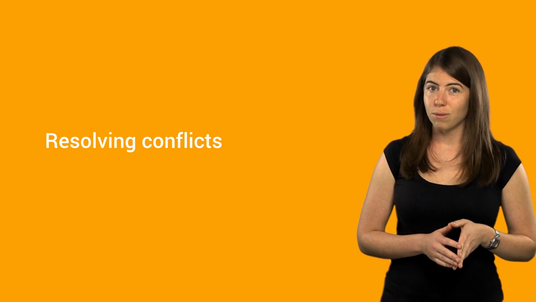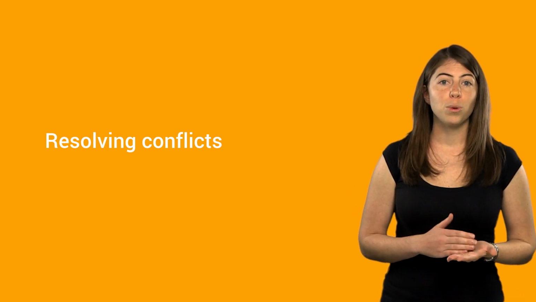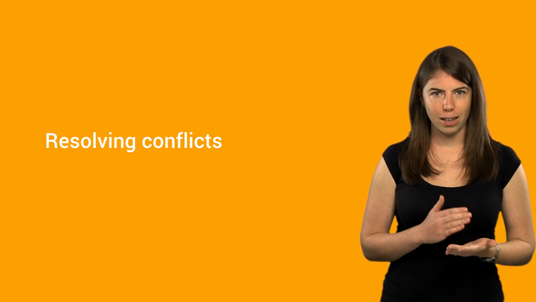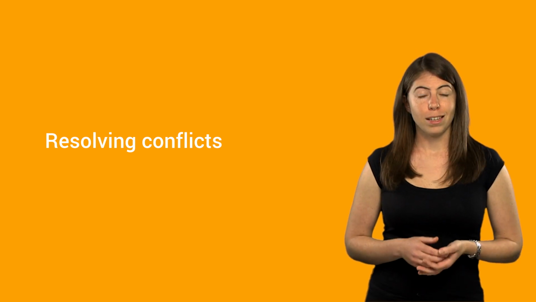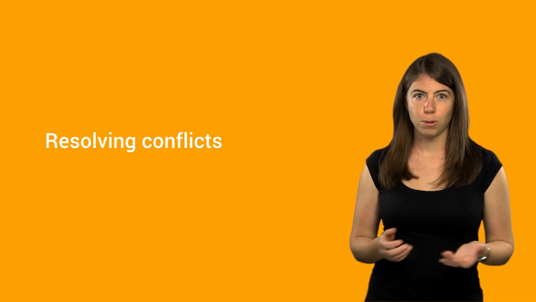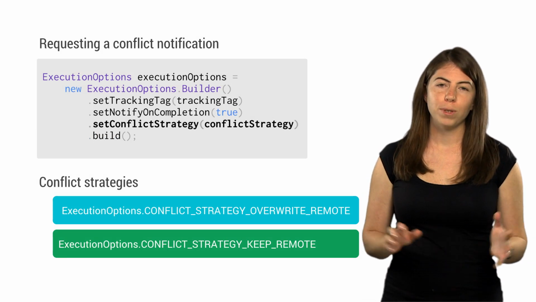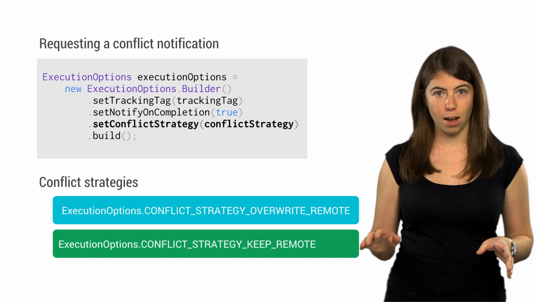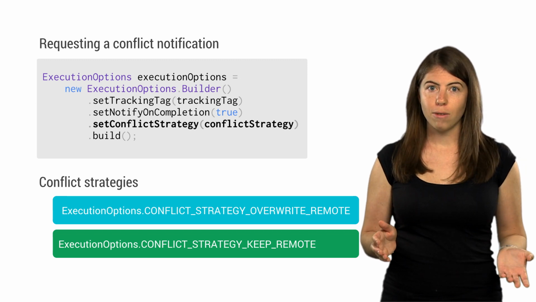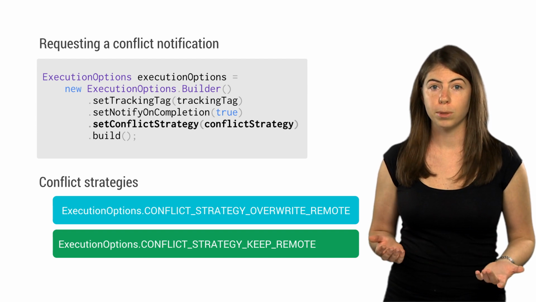In addition to success and failure, actions can also result in conflicts. Conflicts can happen when two apps on the same device edit the same file at the same time, or when a user interacts with your app from multiple devices. Let's take a look at how you can use completion events to resolve a conflict. Requesting a conflict event is almost exactly the same as requesting a standard completion event. The only difference is the conflict strategy. You set the conflict strategy using the setConflictStrategy method when creating your execution options.